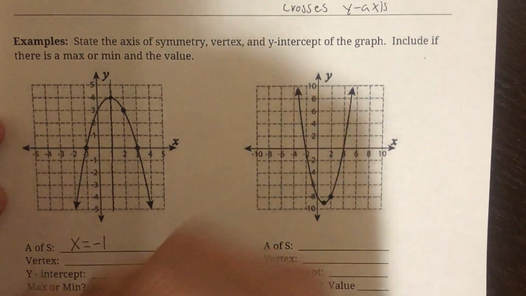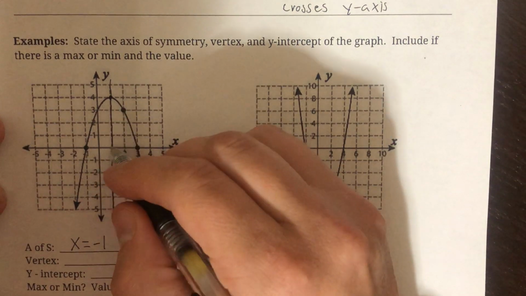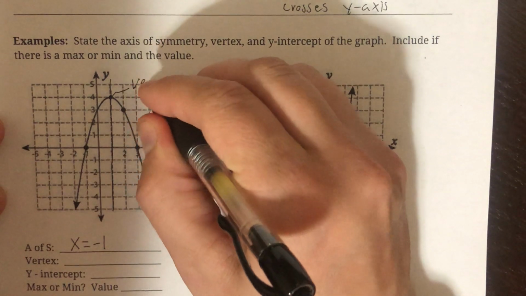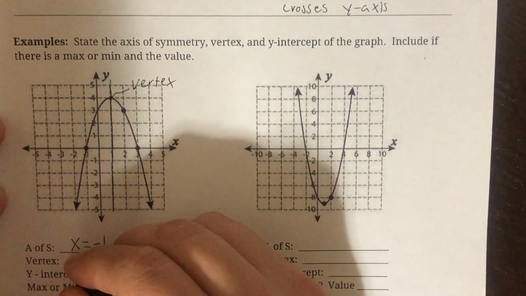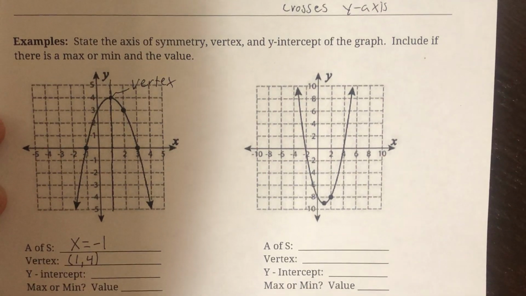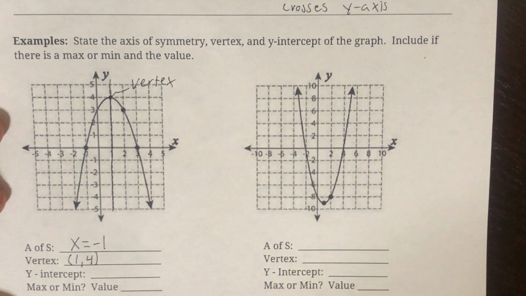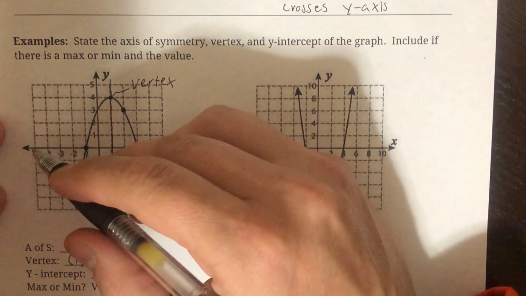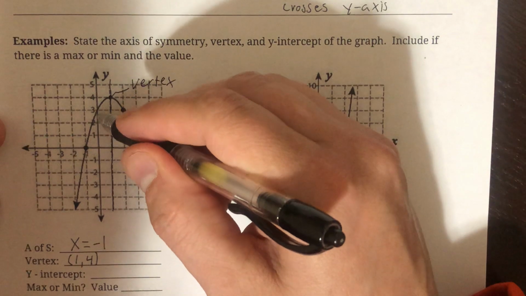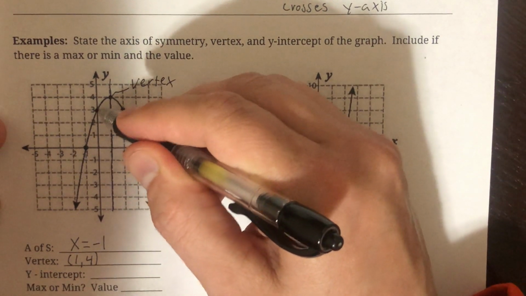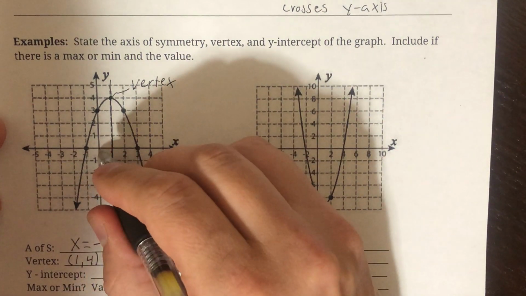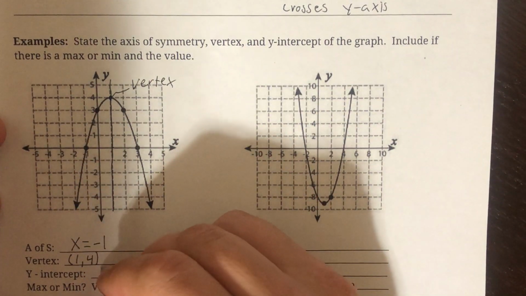The vertex, that's that highest point, over 1, up 4, our vertex. X value first, y value second. The y-intercept is the spot where it crosses the y-axis. So I have to look at my y-axis, that's the one going up and down, and see where the graph touches it. Boom, right there. So we got to label that point for our y-intercept, which is (0, 3).